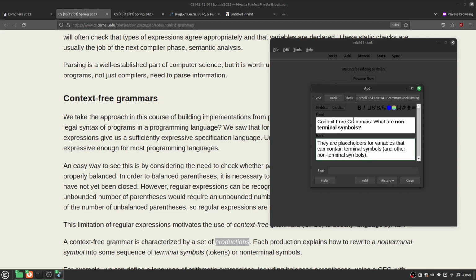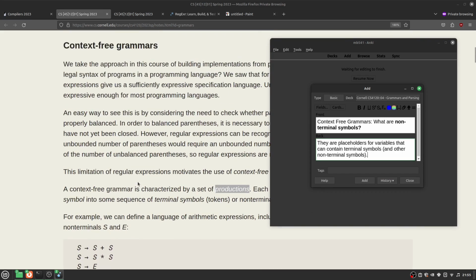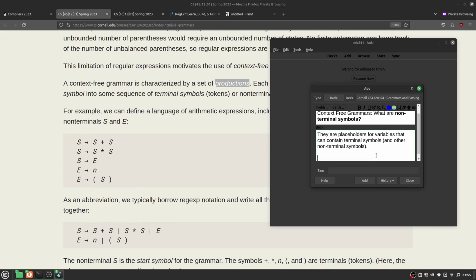Right, so you just got to remember, if it's terminal, it can't be expanded or replaced. If it's non-terminal, it can be substituted, like it can represent a sequence of terminal symbols or even more non-terminal symbols. So they're the variables on the left-hand side of the grammars generally. Bit of context.